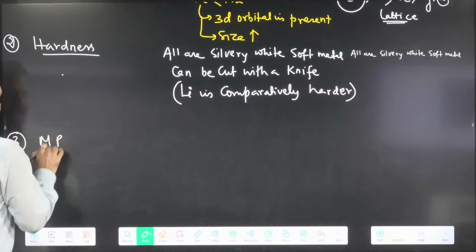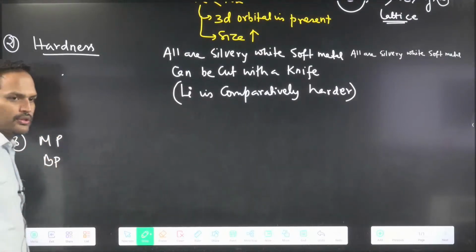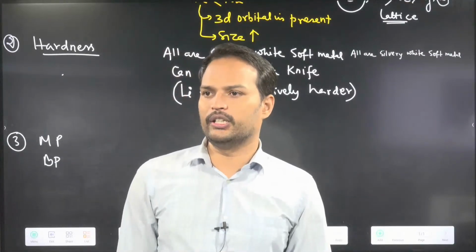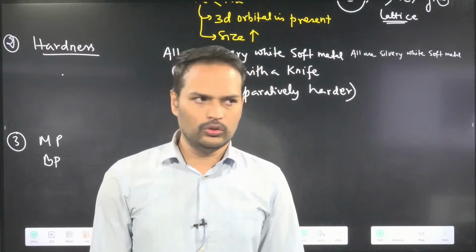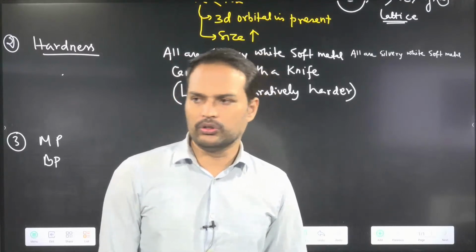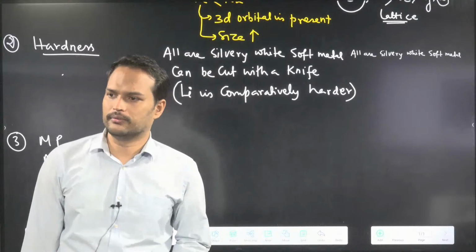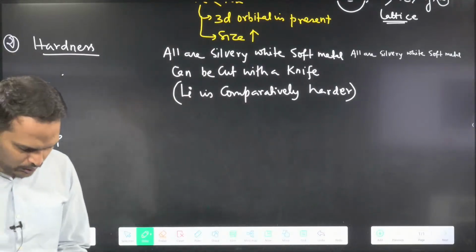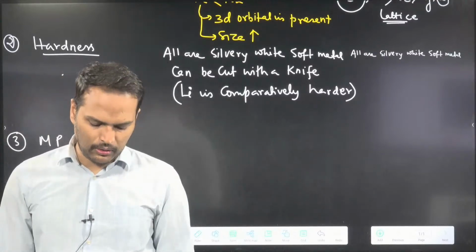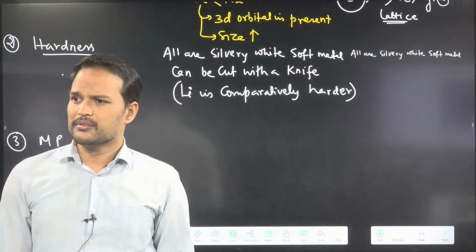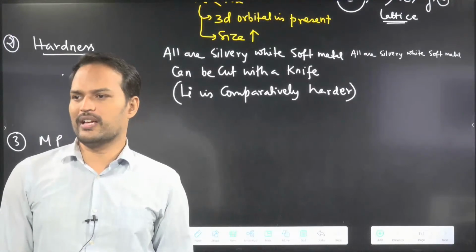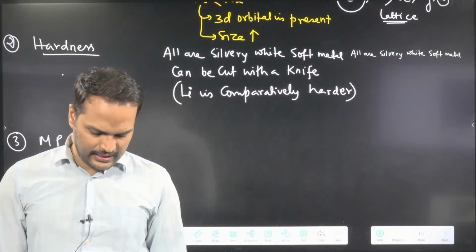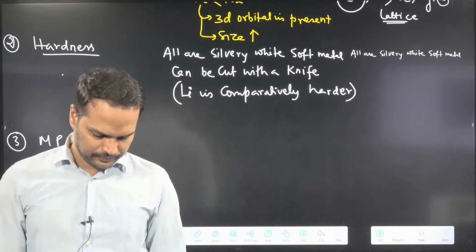We are talking about melting point and boiling point. So what do you think? What will happen to melting and boiling point down the group? I have already told you. Tell me quickly. It will decrease because we have already written it. It will decrease down the group.